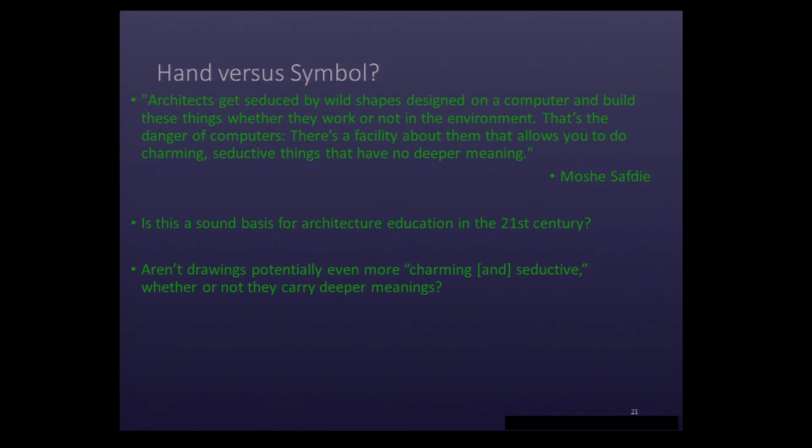So Moshe Safdie, the Israeli architect who became famous for his work on Habitat at the World Expo in Montreal, was interviewed recently in the New York Times, and he said, architects get seduced by wild shapes designed on a computer and build these things whether they work or not in the environment. That's the danger of computers. There's a facility about them that allows you to do charming, seductive things that have no deeper meaning. And then apparently he wanders around his office handing out pencils to see if people recognize what they are. But I really wonder whether handing out pencils is the key to architectural education in the 21st century.